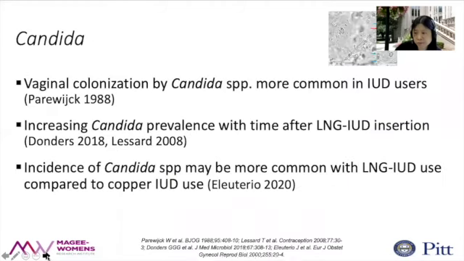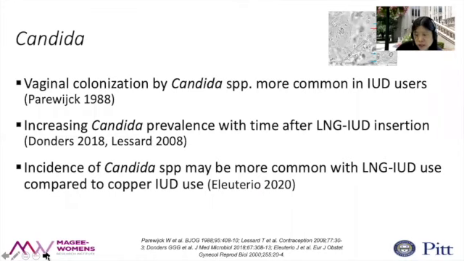Next slide. What about yeast? Although the studies listed on this slide all have various limitations, a case control study looking at vaginal colonization by Candida species in IUD users and non-users found a higher rate of yeast in IUD users, 20% versus 6%, although the study was poorly described. Other studies suggest an increasing prevalence of Candida over time after LNG IUD insertion.